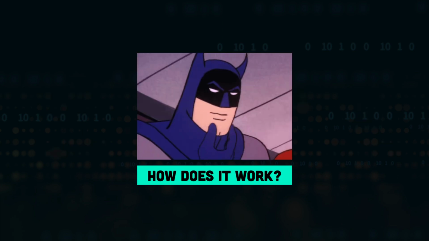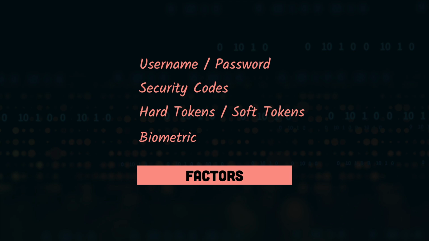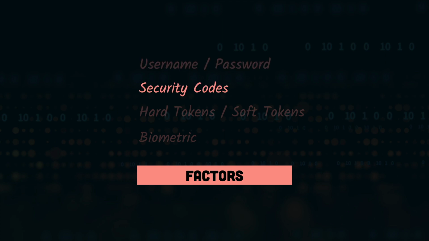Alright, so how does authentication work? On a high level, we have these factors which are used for authentication. So first of all, we have the normal username and password. Then we have the security codes or PIN codes. One example for that would be the PIN code that you enter into the ATM to withdraw cash.